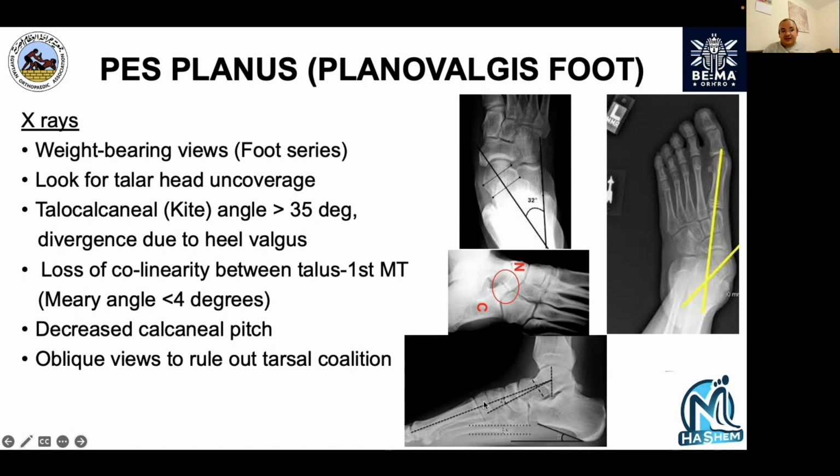Then it's very important to have oblique views, because you can see what we call the anteater sign, where the anteater sign means abnormal connection between calcaneus and navicular, or calcaneonavicular coalition, which is the commonest form of coalition.